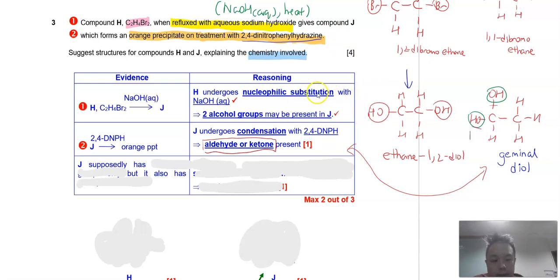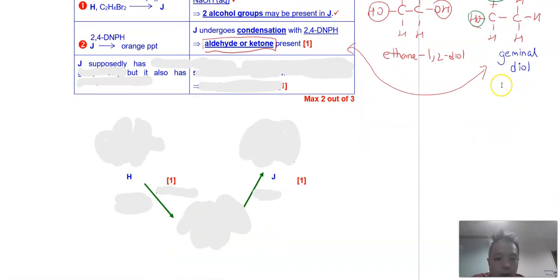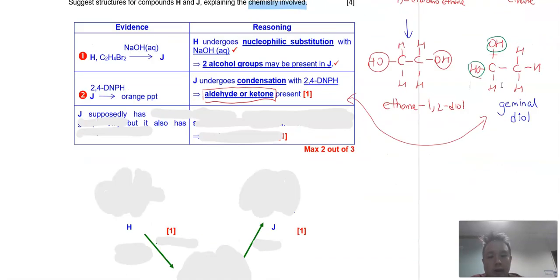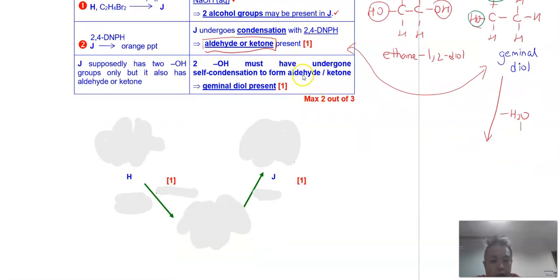It turns out that geminal diol is a very unique alcohol. Geminal diol, when heated or on leaving it on its own, has a high tendency to undergo dehydration. Okay, so this is the disparity, right? So J supposedly has 2 OH groups, but it also has an aldehyde or ketone. So it can undergo some form of elimination, self-condensation, to form an aldehyde or ketone. And how does this process go on? So let's take a look.